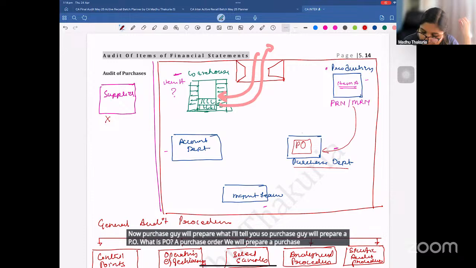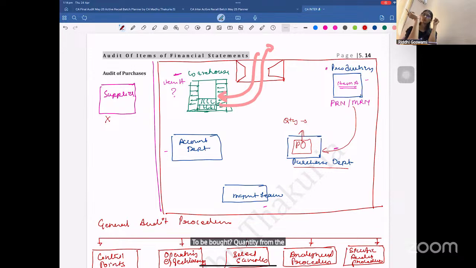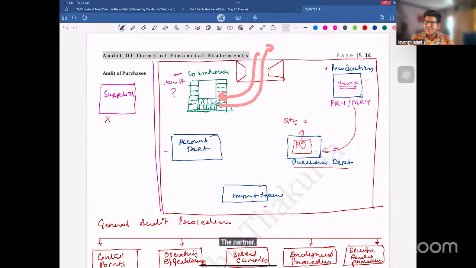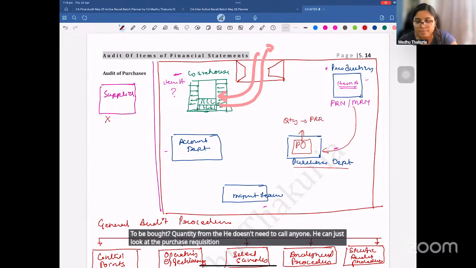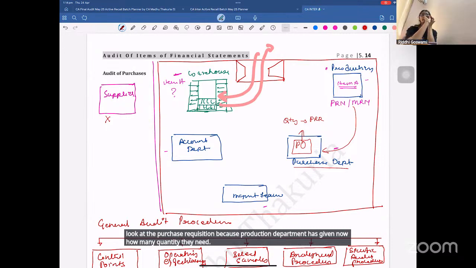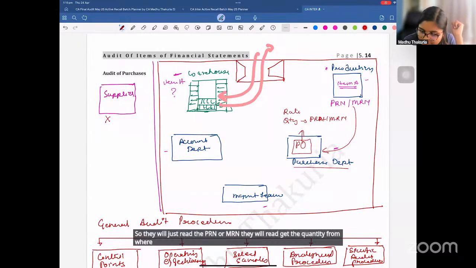Now, in the purchase order, he will need the quantity. From where will he get the quantity? From the respective department's MRN that was just raised. Now, he doesn't need to call anyone. He can just look at the purchase requisition note, because the production department has given how many quantities they need. So they will just read the PRN or MRN. They will get the quantity. From where will they get the rate?